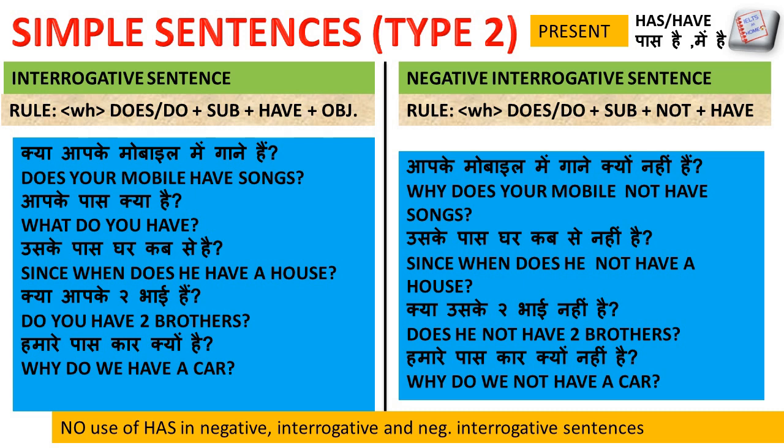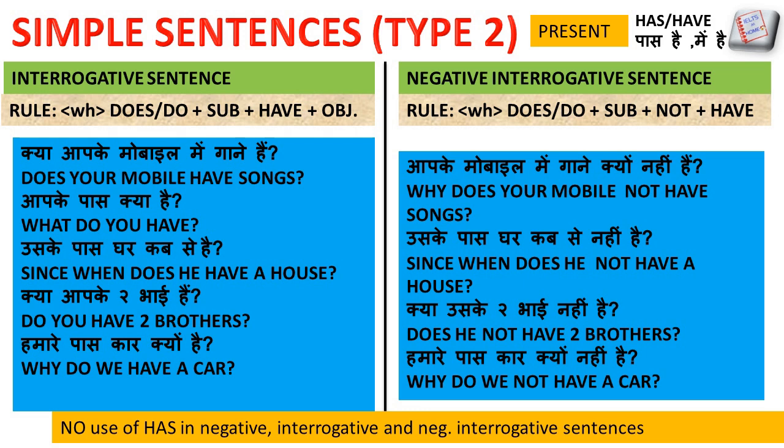If you see the negative interrogative, the rule is the same, you just need to put not after the subject. You can see the example. क्या उसके दो भाई नहीं हैं? Does he not have two brothers? We use not after he. He is the subject, and all the other rules are the same as interrogative. आपके मोबाइल में गाने क्यों नहीं हैं? Why? Because here we asked a question of the WH family, so that's why we are using why.